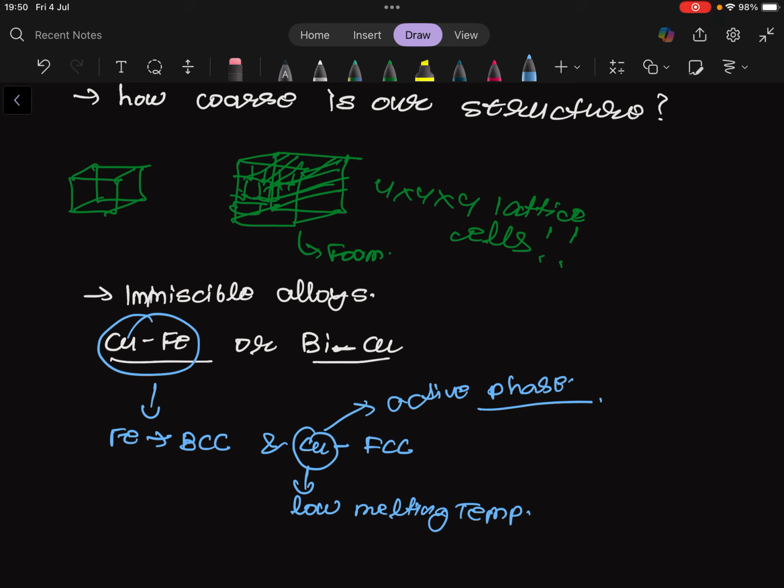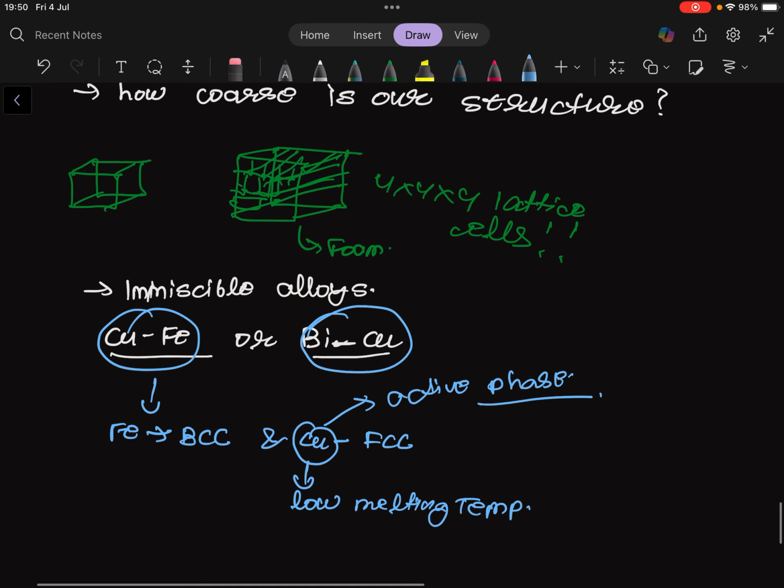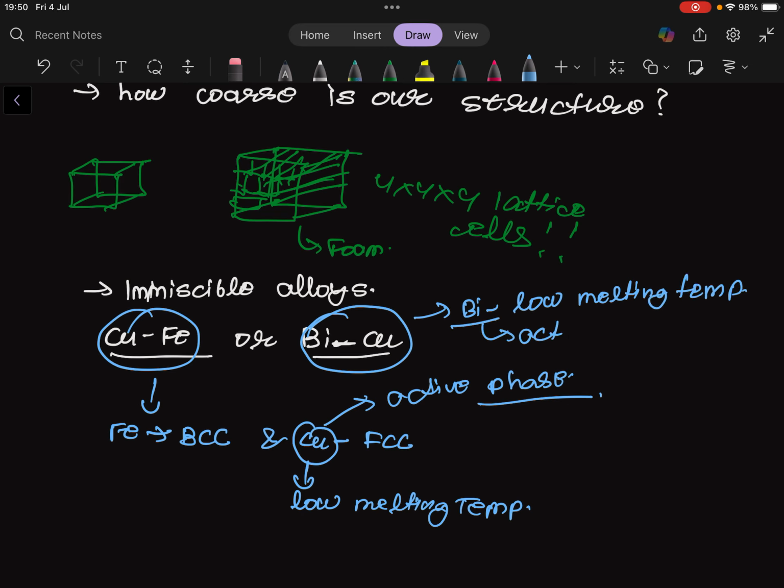The same can be seen in the bismuth copper system, where bismuth has a low melting temperature. So this acts as an active phase. But we have no solubility of both elements at room temperature. So liquid bismuth will be pure. So what happens when we solidify this alloy?